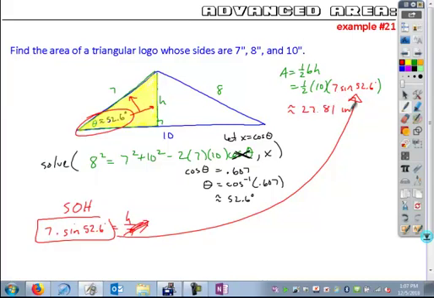The units are inches, area is two-dimensional, so we are looking at square inches for our answer.